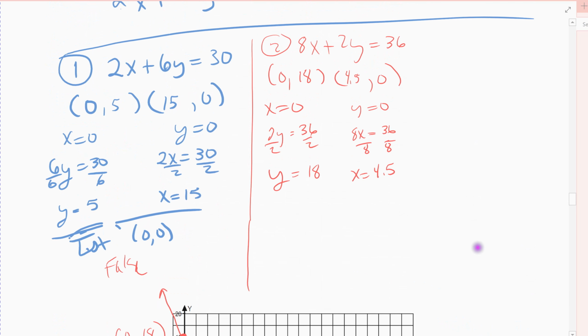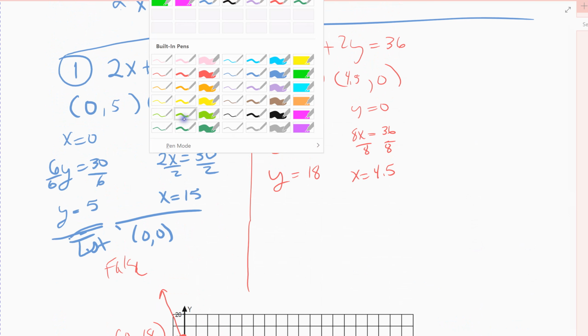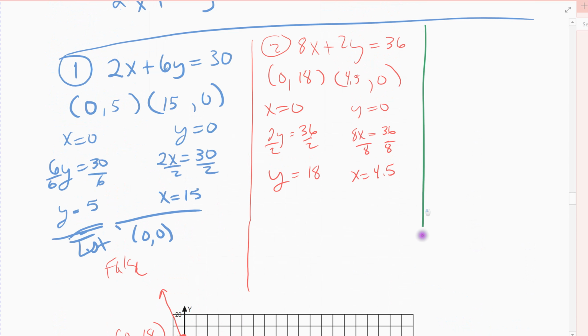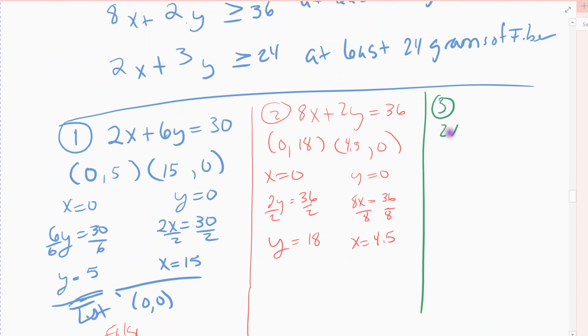Same thing for my third line. Alright, so my third line, let me find a different color. Oh, let's go green. Alright, so my third line is 2x plus 3y equals 24. So again, I'm going to pick my zeros.